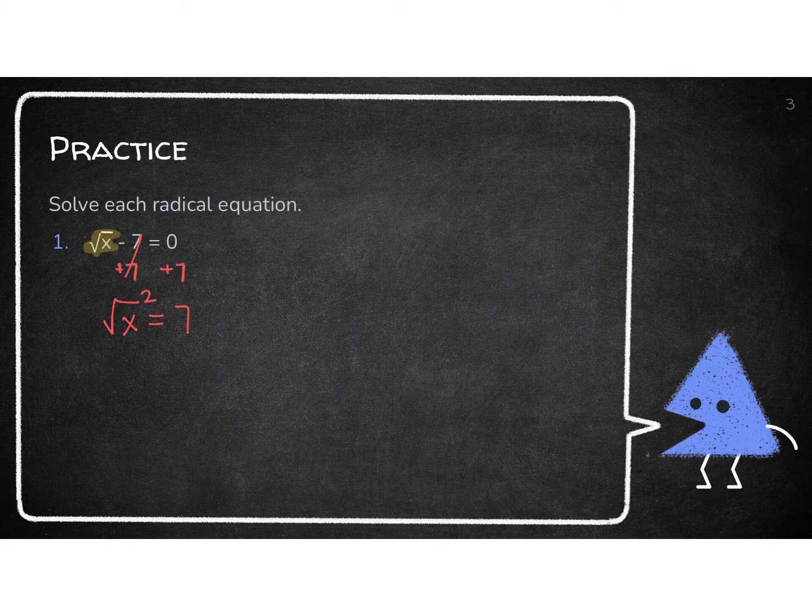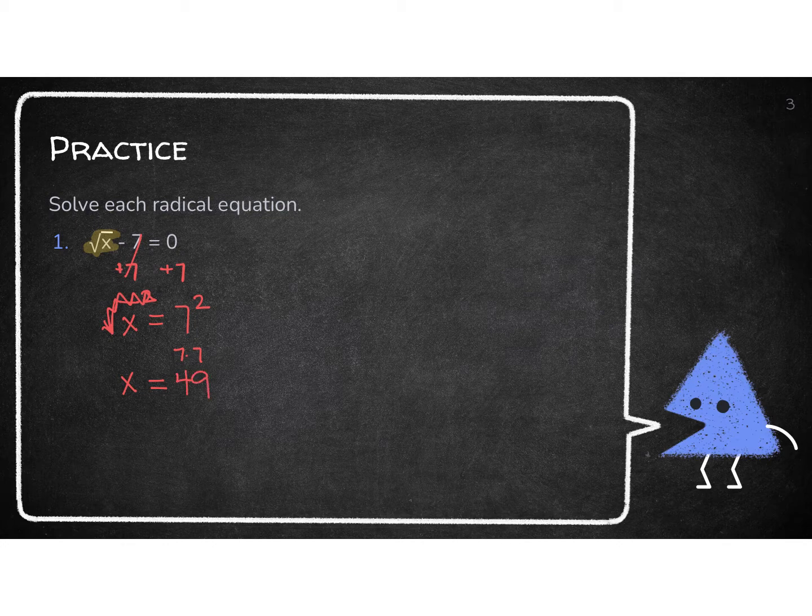So I'm going to square both sides. The square root and the square disappear, and I'm left with only what was underneath the radical. In this situation, that's just x. It doesn't change anything, just copy exactly what was underneath. 7 squared is like saying 7 times 7, and I know that 7 times 7 gives me 49.